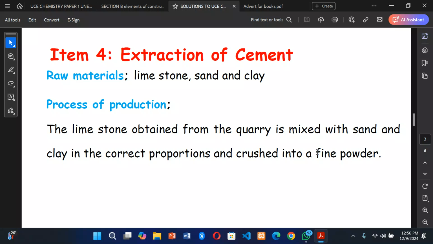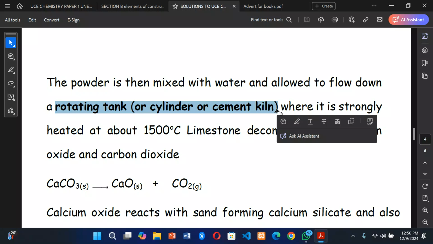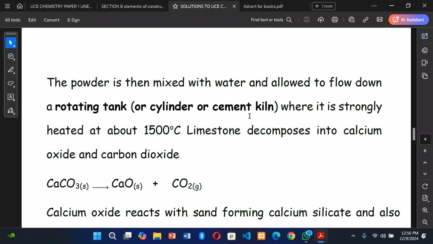This is a physical process. Crushing. We have not altered the chemical composition of any of these raw materials. So crushing these raw materials into fine powder is a physical process, and you also get a score. Then the powder is mixed with water and allowed to flow down a rotating tank. Good. There is a mark here. This is what we are calling a vessel. So the vessel should be included.